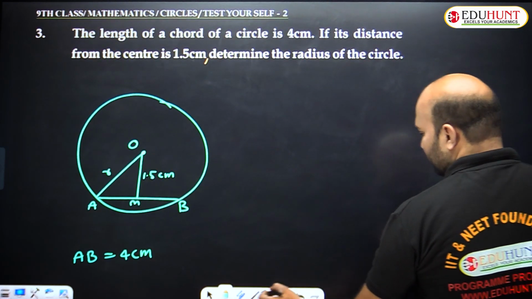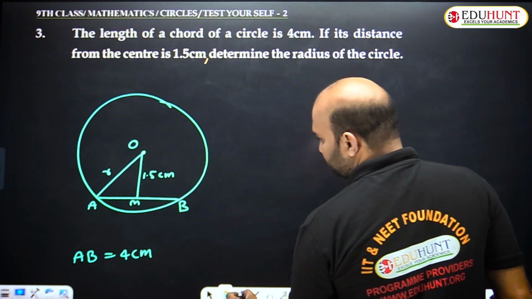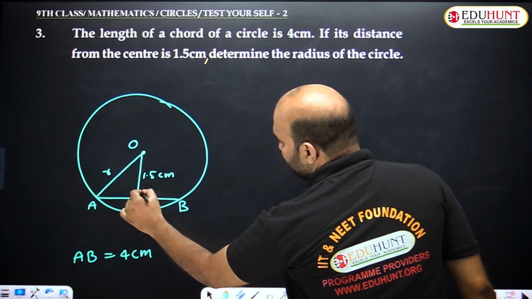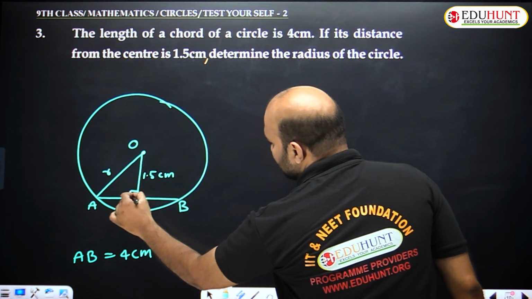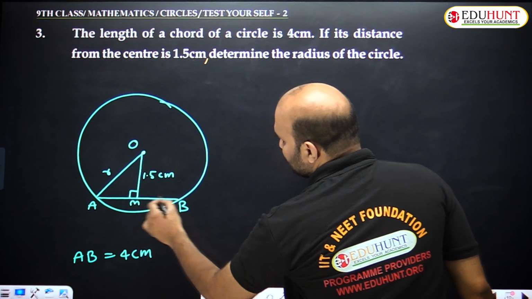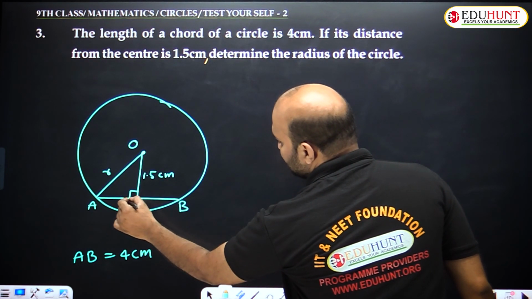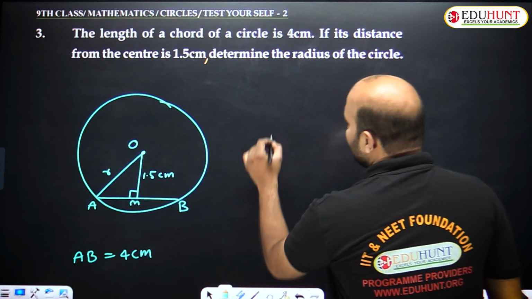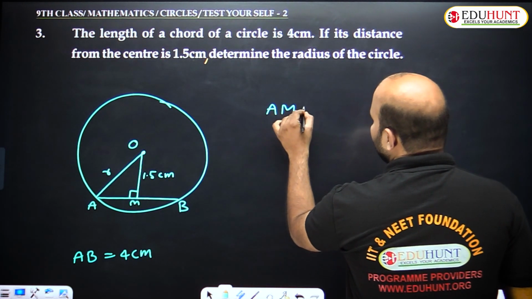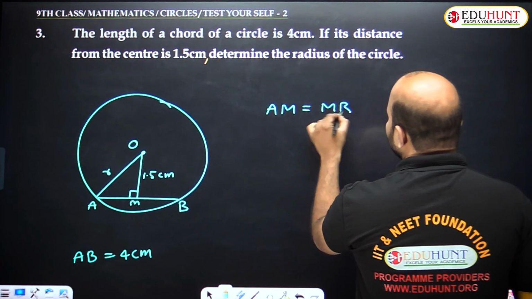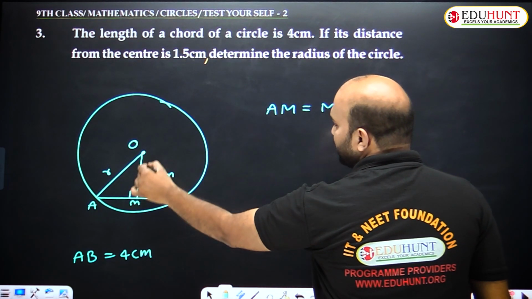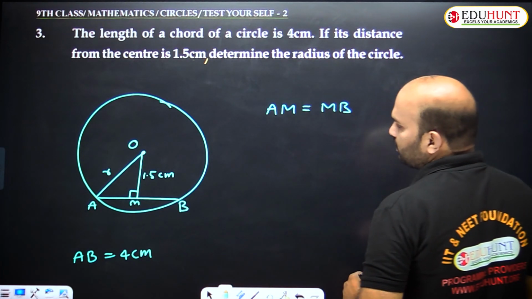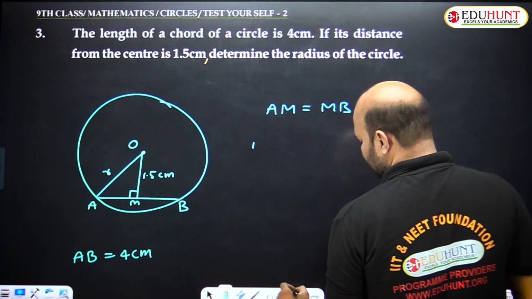Clearly we need to verify it. We know that a perpendicular from the center to the chord bisects the chord. That means at M a 90 degree angle forms. So AM equals MB, because this is a perpendicular line, and OM bisects the chord. That means AM equals MB.